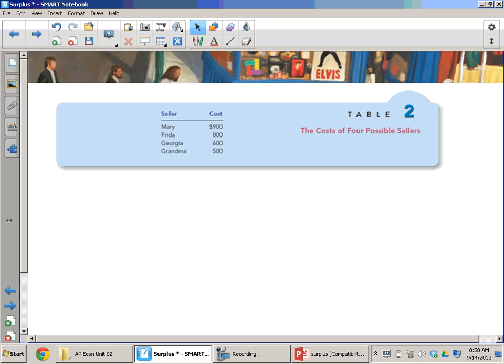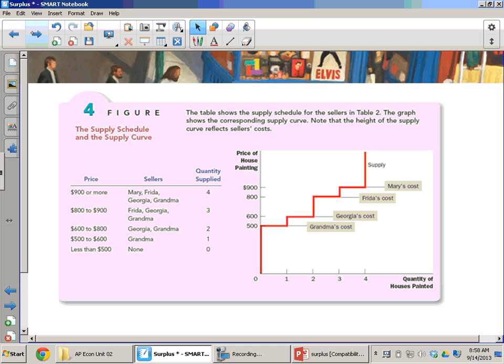Setting all that aside, let's just get back to the basics here. Grandma's willing to do this for $500, Georgia for $600, Frida for $800, and Mary for $900. All right, let's take a look then at the specific graph. Mark that in your notes as well if you're using the companion worksheet that goes along with this. This is the specific graph that goes along with producer surplus.